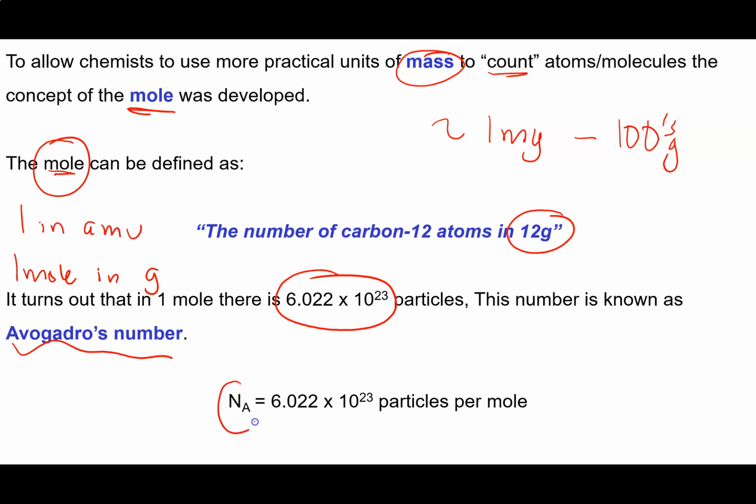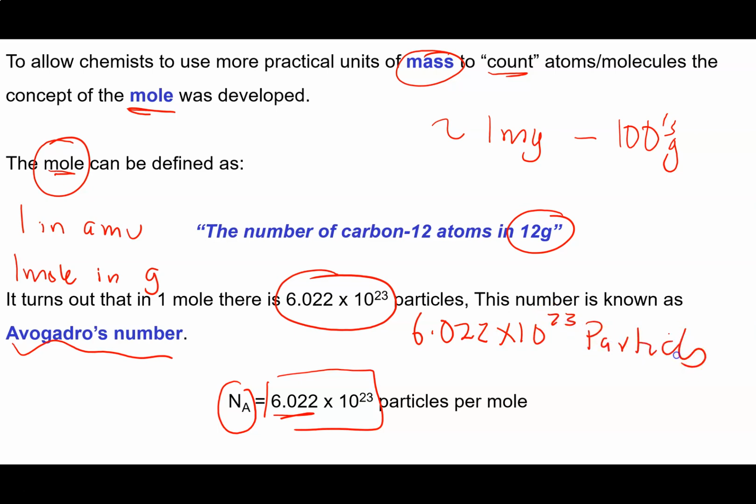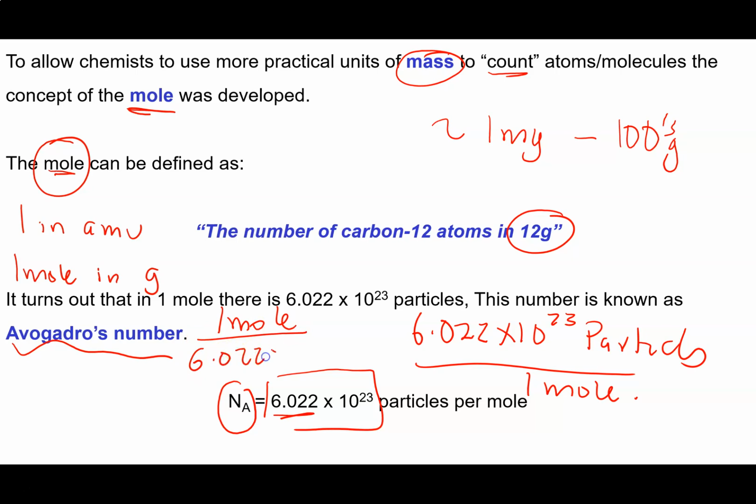We give it a special symbol. It's an uppercase N, followed by a subscript uppercase A. And this is the value that we're going to use out to 4 significant figures. So in one mole of particles, there are 6.022 by 10 to the 23 particles. This is most commonly used as a conversion factor: 6.022 by 10 to the 23 particles in 1 mole. Or the other way that we might use it is as the inverse. It means exactly the same: 1 mole contains 6.022 by 10 to the 23 particles.